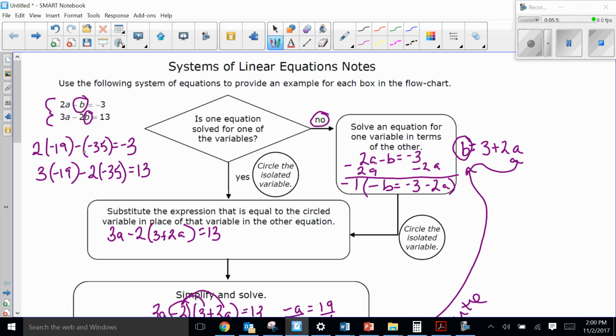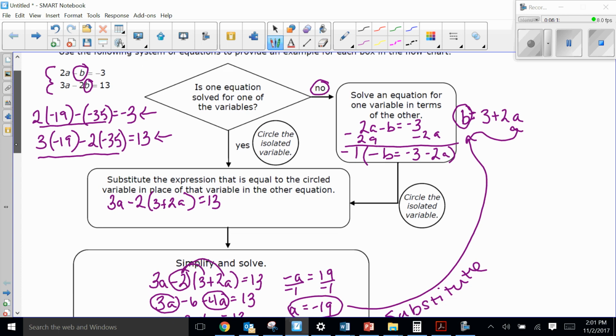Or if you don't want to type in with the equal sign, you could just type in the expression and see, do you get negative 3? If you do, then you've done it correctly, as long as you also get 13 here. So you need both to be true in order for the system of equations to actually work. If it's not true for both, somewhere you've made a mistake.